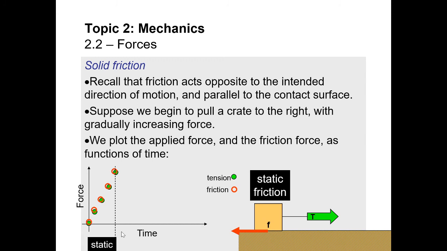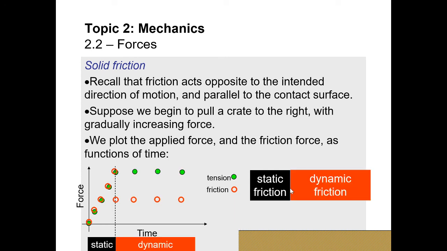Now, something interesting about this point, and for every object, this point will occur at a different location. For this particular crate, if we apply even 0.1 newtons more force in the tension, we will no longer have this object be stationary. It will start to move.